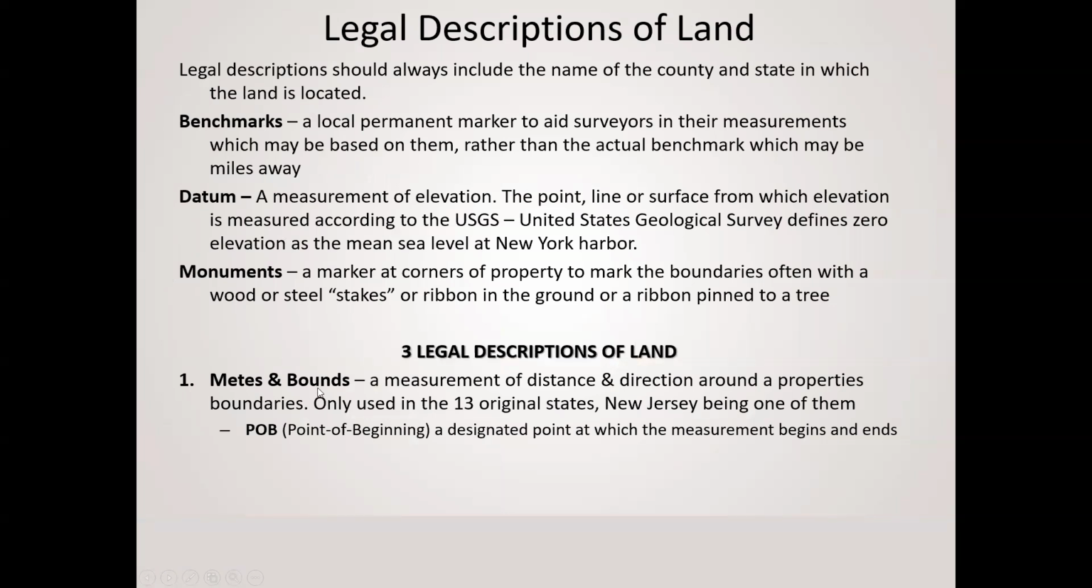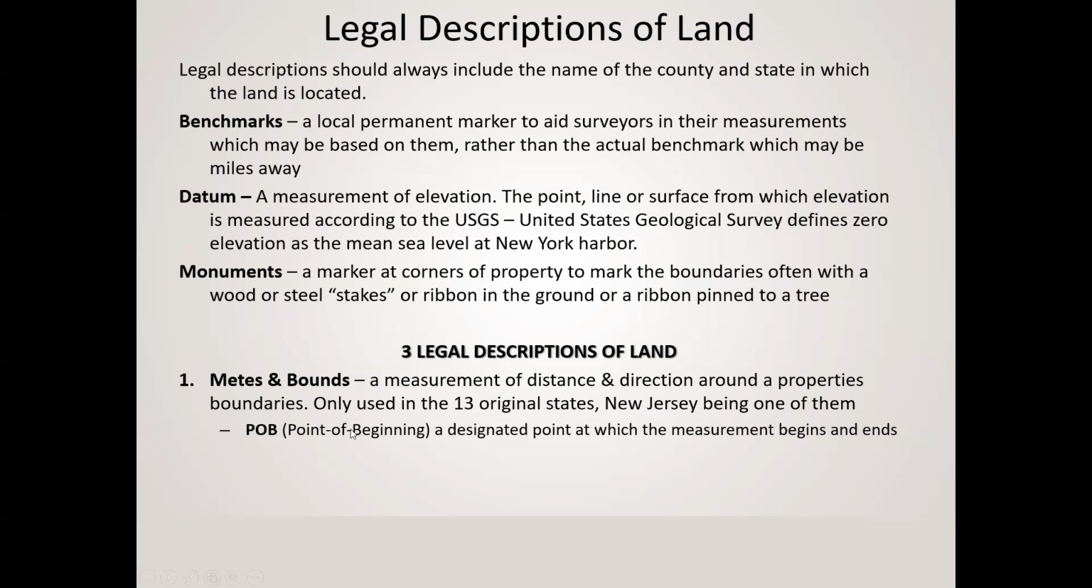So, metes and bounds. Let's go over that first legal description of land. A measurement of distance and direction around a property's boundaries, only used in the 13 original states, New Jersey being one of them. The POB, or point of beginning, is a designated point at which the measurement begins and ends.